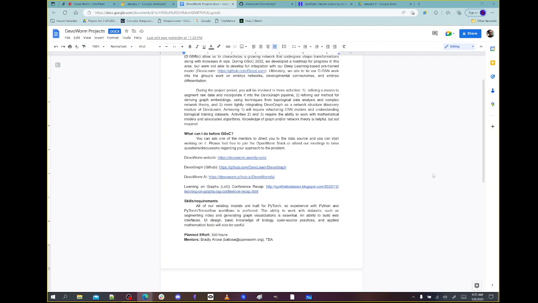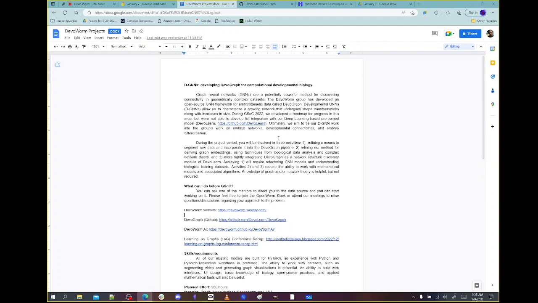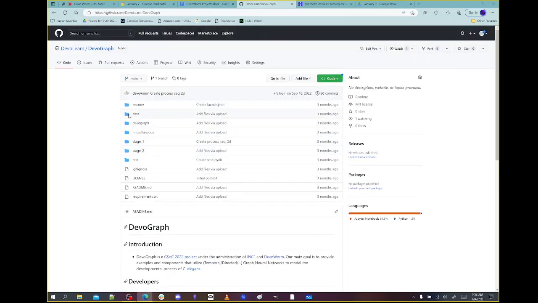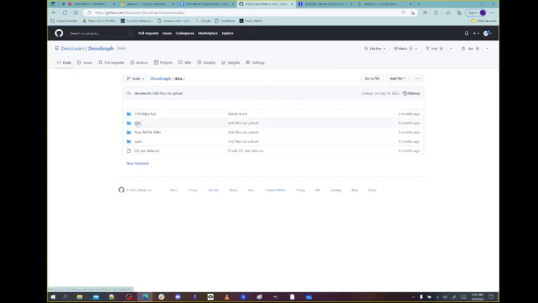So last summer we had a couple of benchmark data sets that we used. I don't know if they're in this repository. They're in this data directory, and I think the data sets are in here. The EPIC data set was used, which is a C. elegans data set. This Fluo-N2DH-SIM+ was another data set, and this other one here, I'm not sure. Anyways, there's also some raw data. So these can be benchmarked.